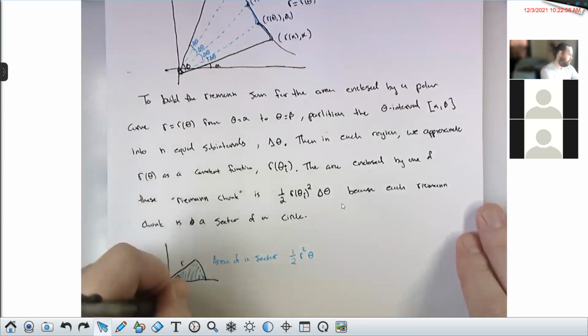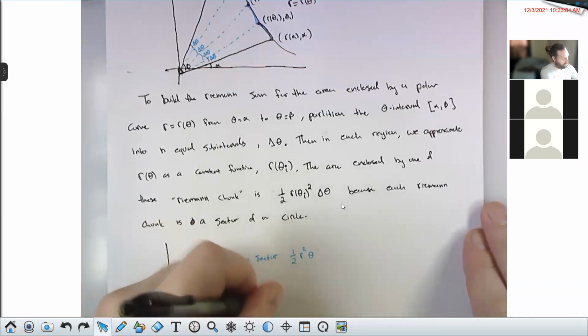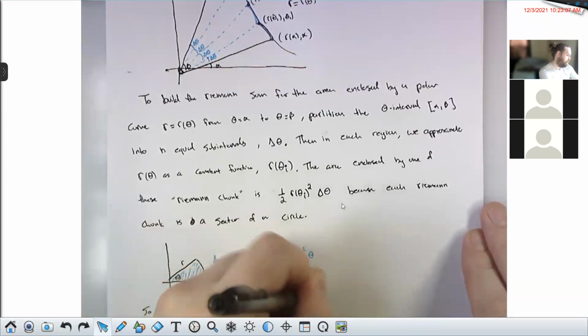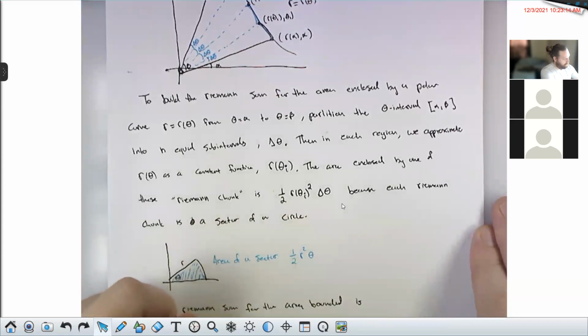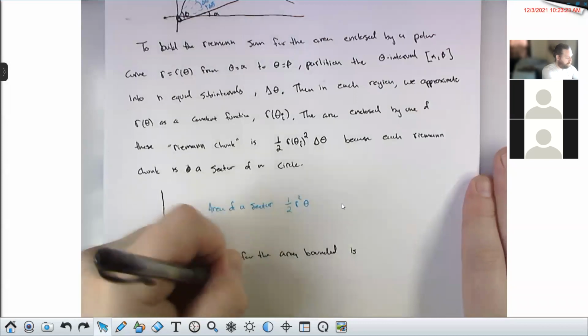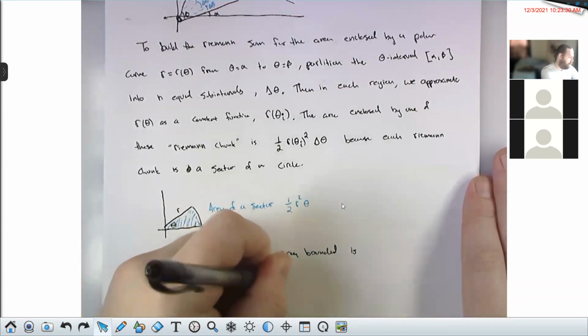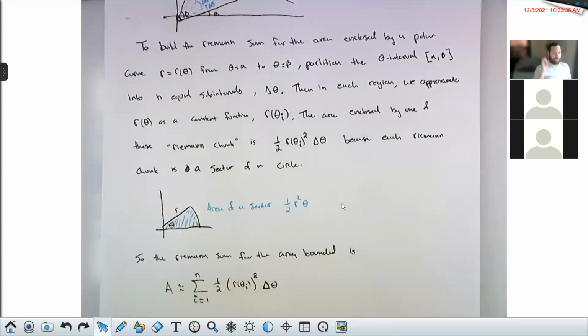So the Riemann sum for the area bounded is approximately sigma i from 1 to n of 1/2 r of theta i squared times delta theta. Right, the theta is not being squared, it's r of theta squared. I guess I should put parentheses here.